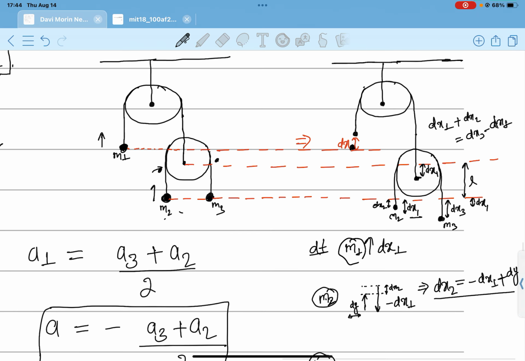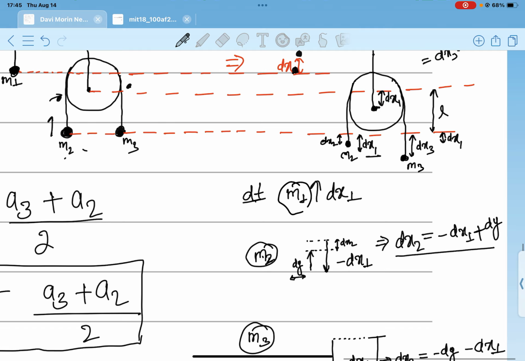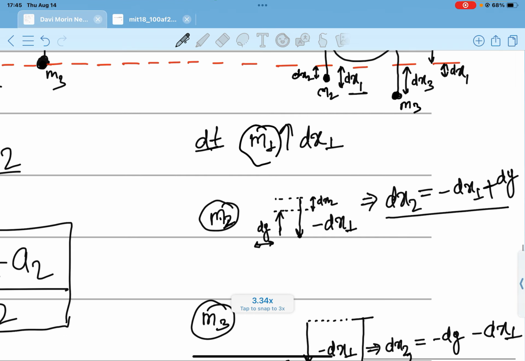I have written down how the distances of these masses change at the very beginning of the start of the motion. But let's try to derive the relation in general.